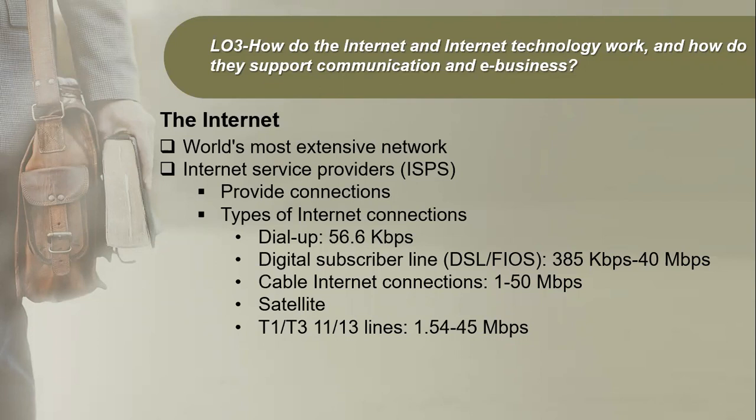Internet service providers, ISPs, provide connection. Types of internet connection: here we can see dial-up at 56.6 kbps, digital subscriber line, DSL, or FiOS at 385 kbps to 40 Mbps, cable internet connection at 1 to 50 Mbps, satellite, and T1, T2 lines at 1.54 to 45 Mbps.